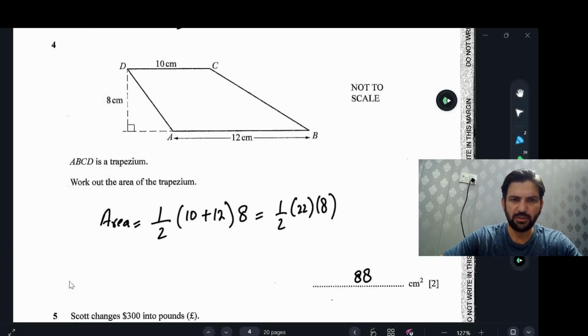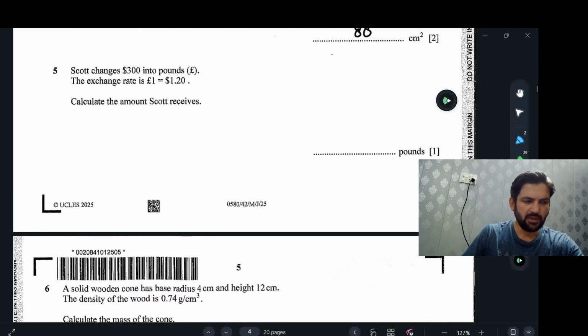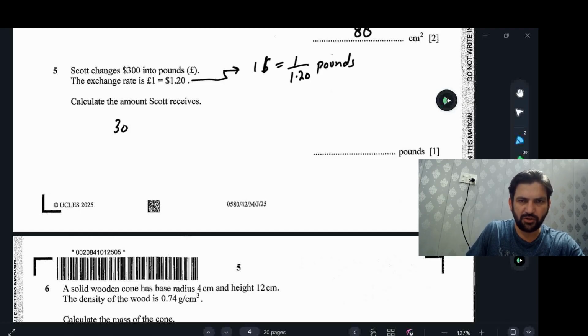Let's move to question number 5. Now in question number 5, they are saying that Scott changes $300 into pounds. The exchange rate is this. So from the exchange rate, we know that $1 will be equal to 1 by 1.20 pounds. Which means that for $300 we multiply 300 on both sides. So this will be 300 divided by 1.20 pounds.